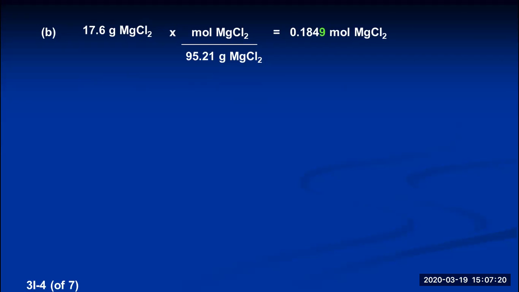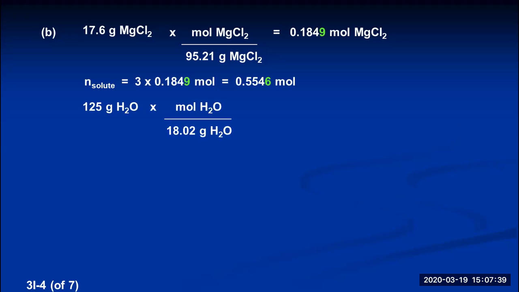Because it's an electrolyte and each magnesium chloride formula unit dissociates into 3 individual ions, the actual number of moles of solute particles in this electrolyte solution is always going to be more. It's going to be 3 times 0.1849, giving us 0.5546 moles. The 125 grams of water, we can determine the number of moles of that. It's the same as it was in part A, 6.938 moles.